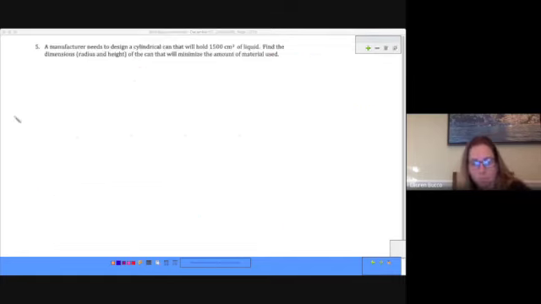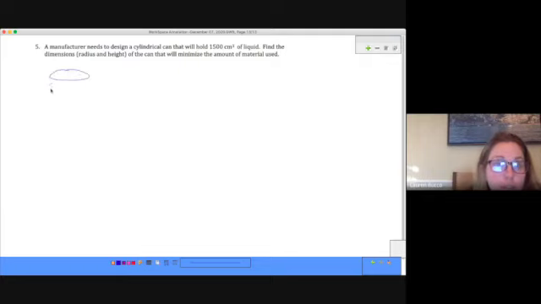Okay, one more. The cylinder. A manufacturer needs to design a cylindrical can. All right, let's draw a cylindrical can. I am the worst at 3D. I'm telling you, back when I used to teach geometry, I just felt so bad for my students. We're going to pretend that that's a beautiful cylinder right there. Okay, we'll just go with that.